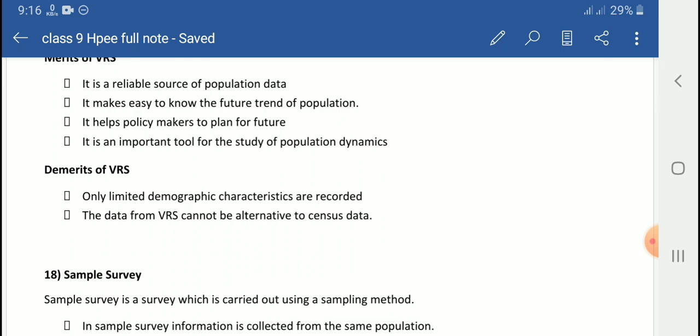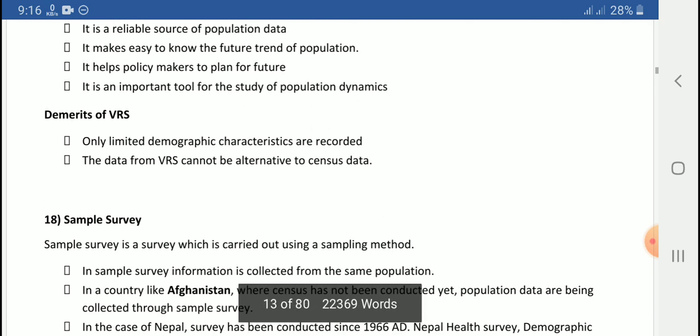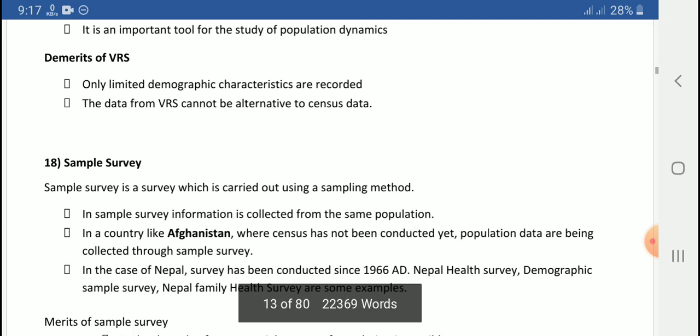So the disadvantage of vital registration can be pointed out as only limited demographic characteristics are recorded, and the data from the vital registration system cannot be an alternative to census data. So these are the limitations or demerits of the vital registration system.